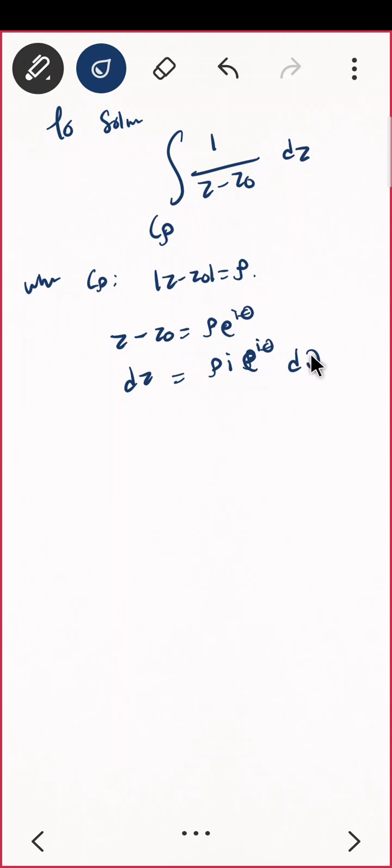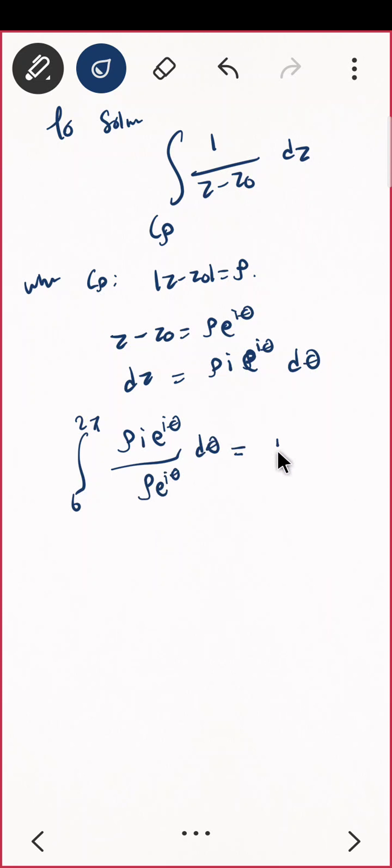And d theta. This is what you are having. Now let us try to solve. क्या आएगा, substitute करेंगे तो this will become 0 to 2 pi and this will be dz का value क्या आएगा, rho I e raised to I theta, and नीचे z minus z naught का value क्या आएगा, rho e raised to I theta d theta, correct? So ये गया, I'll be having I 2 pi I. Do you agree? That is I'll be getting 2 pi I.